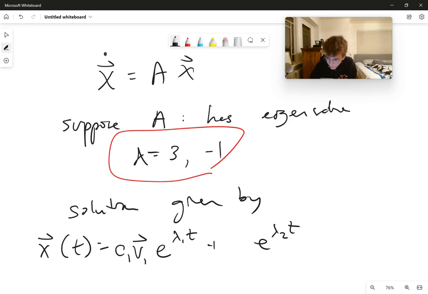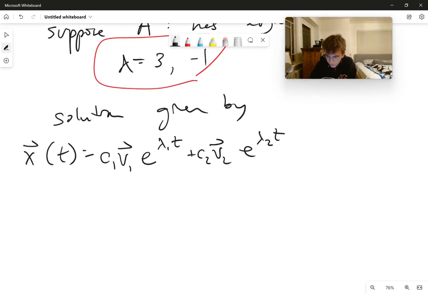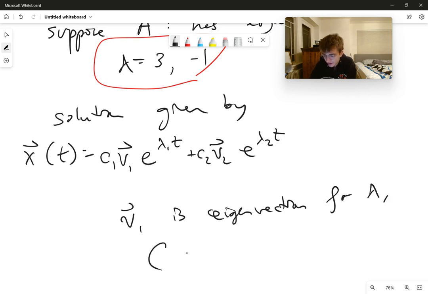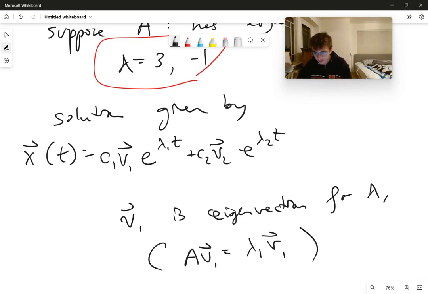So let me just write that out here. And so v1 is an eigenvector for lambda 1. So an eigenvector satisfies that A v1 is equal to lambda 1 v1, okay? And hopefully you've learned how to solve for eigenvectors and eigenvalues in linear algebra, so I'm not going to review that right now.